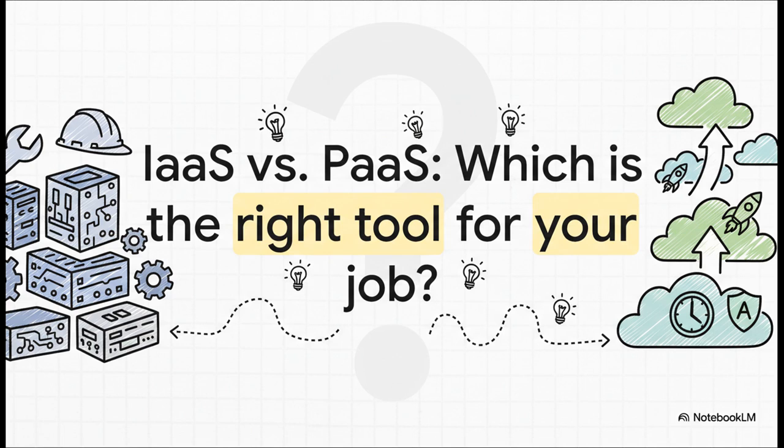Here's how to think about it. If you need absolute, granular control, if you want to avoid vendor lock-in, and you have the engineering muscle to manage it, an IaaS platform like OpenStack is a beast. But if your main goal is speed, rapid development, and offloading all that painful infrastructure management, then a PaaS platform like Azure is a massive accelerator. Ultimately, it all comes down to one simple question. What problem are you trying to solve? Which tool is right for your job?